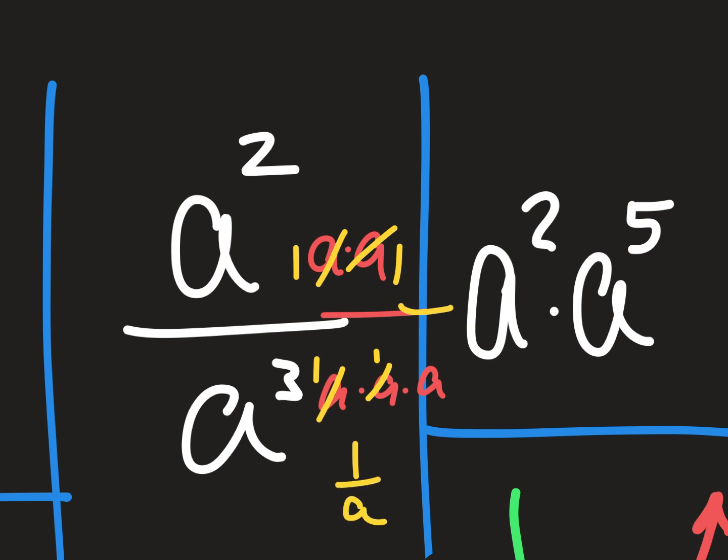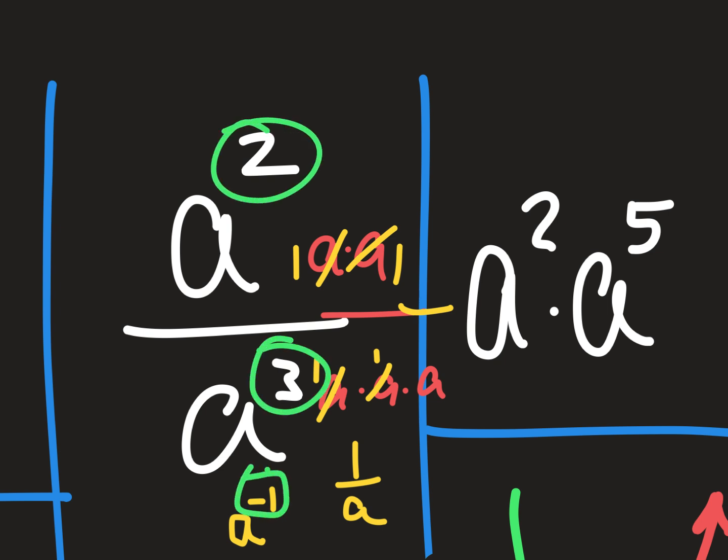Now, a lot of people are uncomfortable with that. They just want to write it as a to the something. If you had to give that a number, it would be a to the negative 1, which kind of makes sense because 2 minus 3 gives you negative 1. Do you get that? It's a to the negative 1, which is the same as 1 over a.